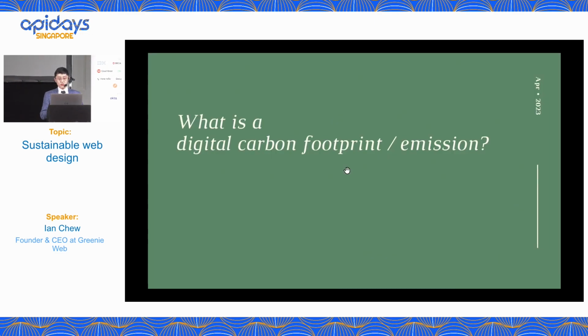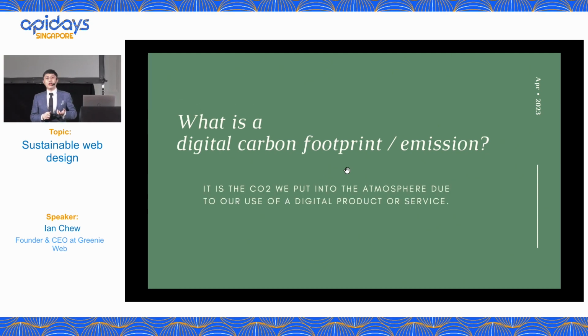First question, which I guess has been answered already: what is a digital carbon footprint or digital carbon emission? A DCE or DCF is essentially the CO2 we put into the atmosphere each time we use an internet-based or digital-based product or service. To simplify, it's the amount of CO2 you put into the atmosphere when you send an email, when you watch a Netflix video, or when you watch something on YouTube. That's what a digital carbon footprint is.